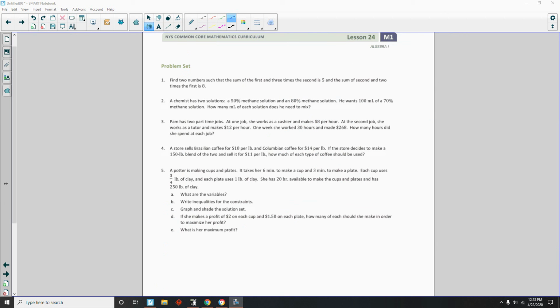Okay, page 4 brings us to the end of lesson 24. Go to your problem set.